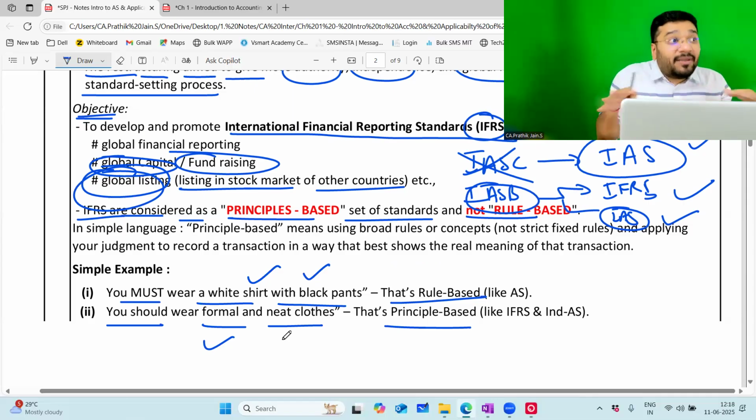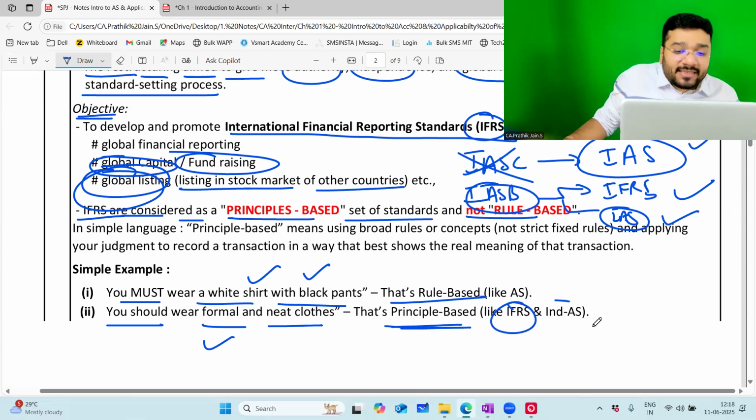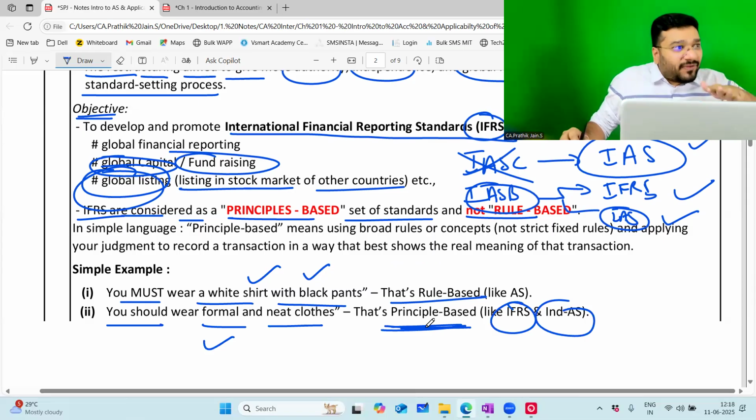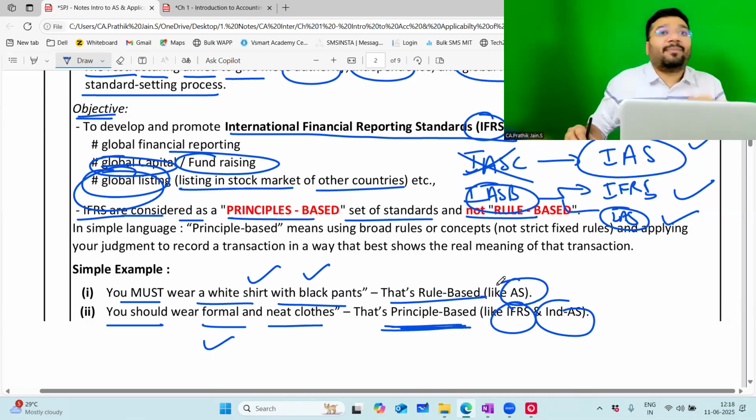So when there is flexibility in the accounting standard, we call that principle-based. So IFRS and Ind AS are principle-based. They have some flexibility. Means what? We have multiple options in that. But what did AS do? AS cut down those multiple options. They said, this is what you have to follow. Where IFRS and Ind AS give 5 options, AS gives us only 2 options, maybe 1 option or a maximum of 2 options. That is rule-based and principle-based.